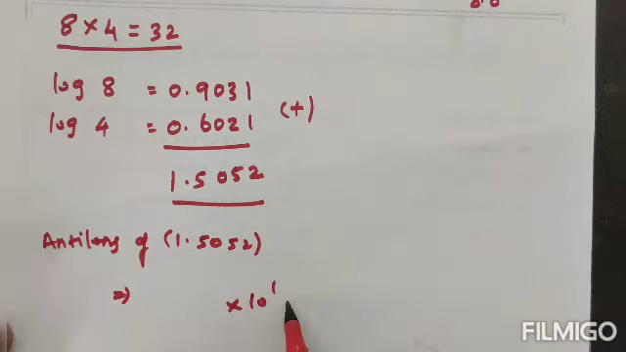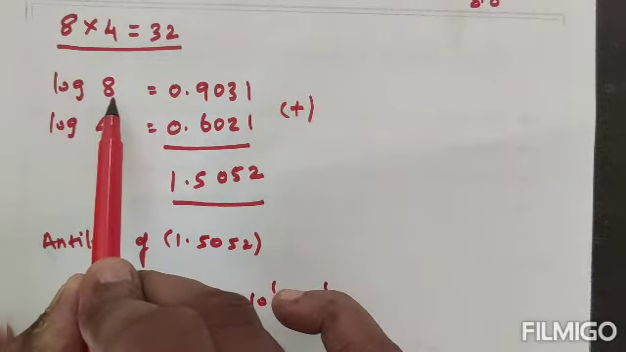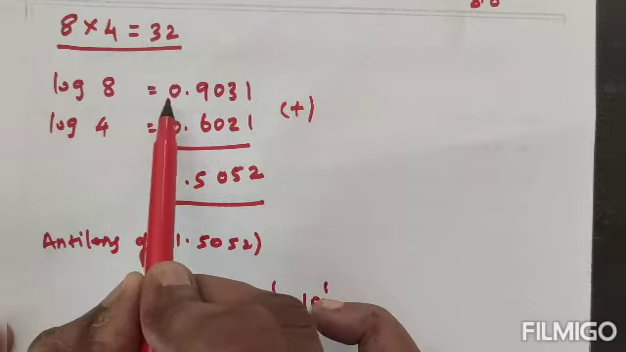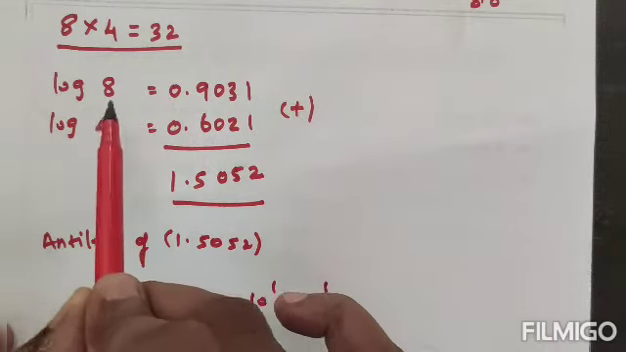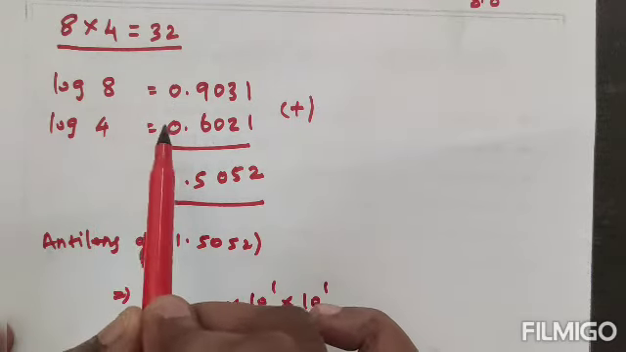Then in all the problems, to find the anti-log you want to add 10 power 1 always. Because before the decimal a single digit means we add 0, two digits means we add 1, and four digits means you write 3.